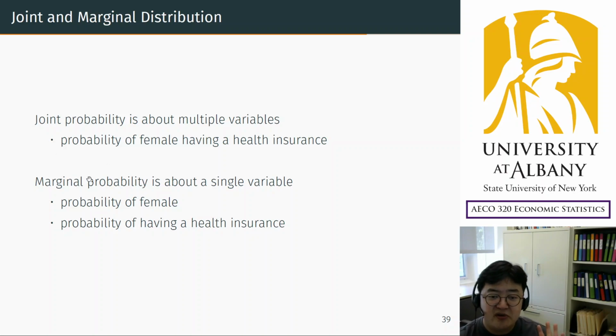But marginal probability is about a single variable, like the probability of female, or the probability of having a health insurance. It does not require two variables at the same time. You need only one variable, and you can delete the other variable. Still, you can calculate the probability. So we call this marginal.